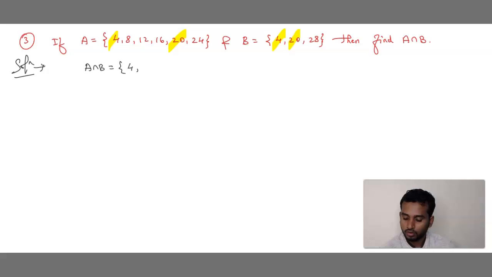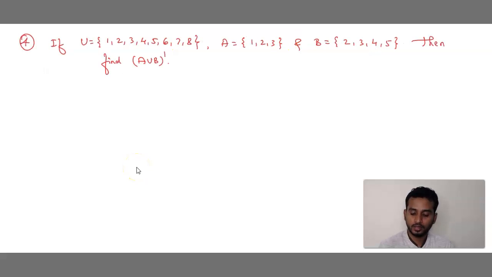24, no. So what are the elements left out? That is 4 and 20. Only these two numbers are common in set A and set B. Hence A intersection B is {4, 20}. That's it. Thank you. Now let me solve one more problem.